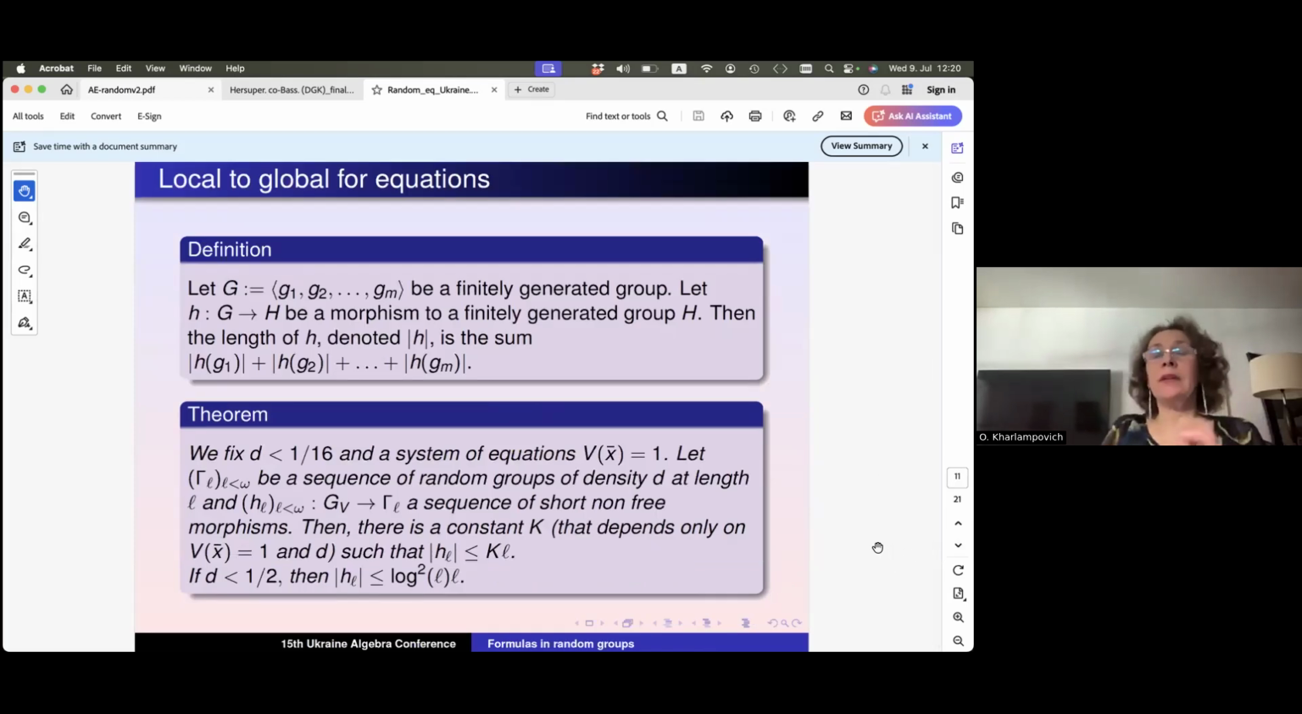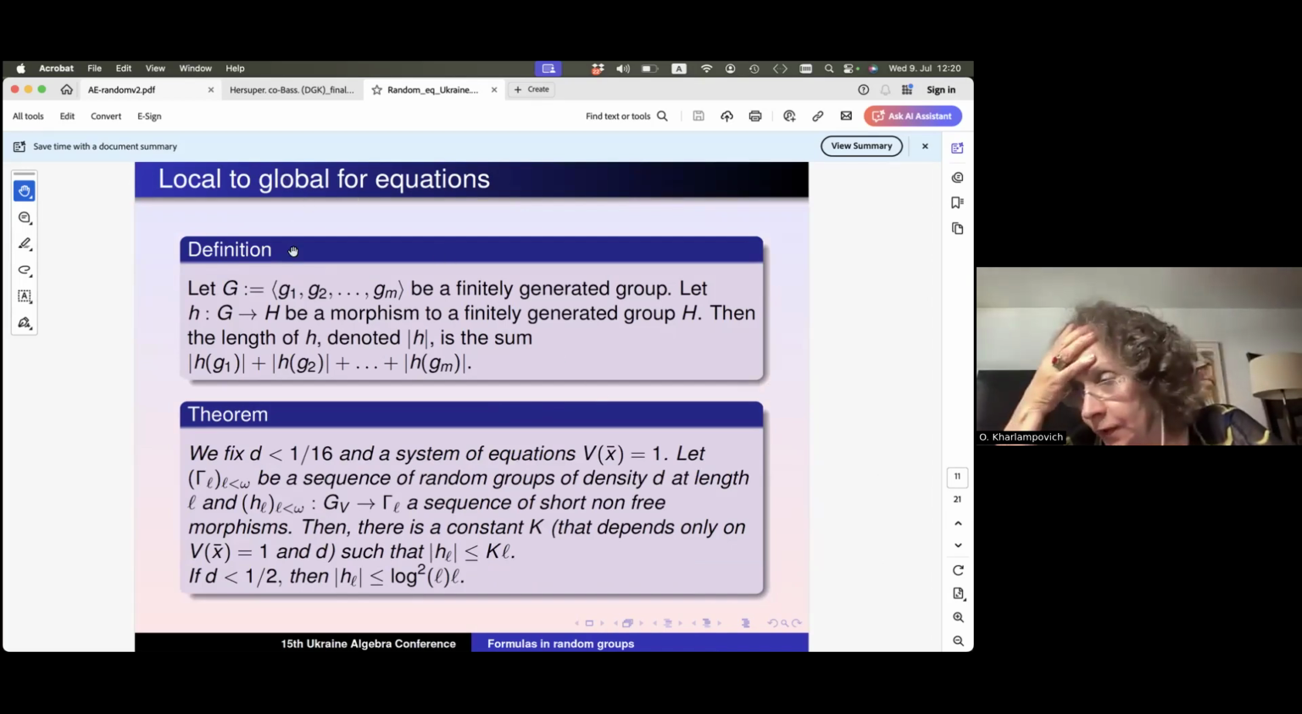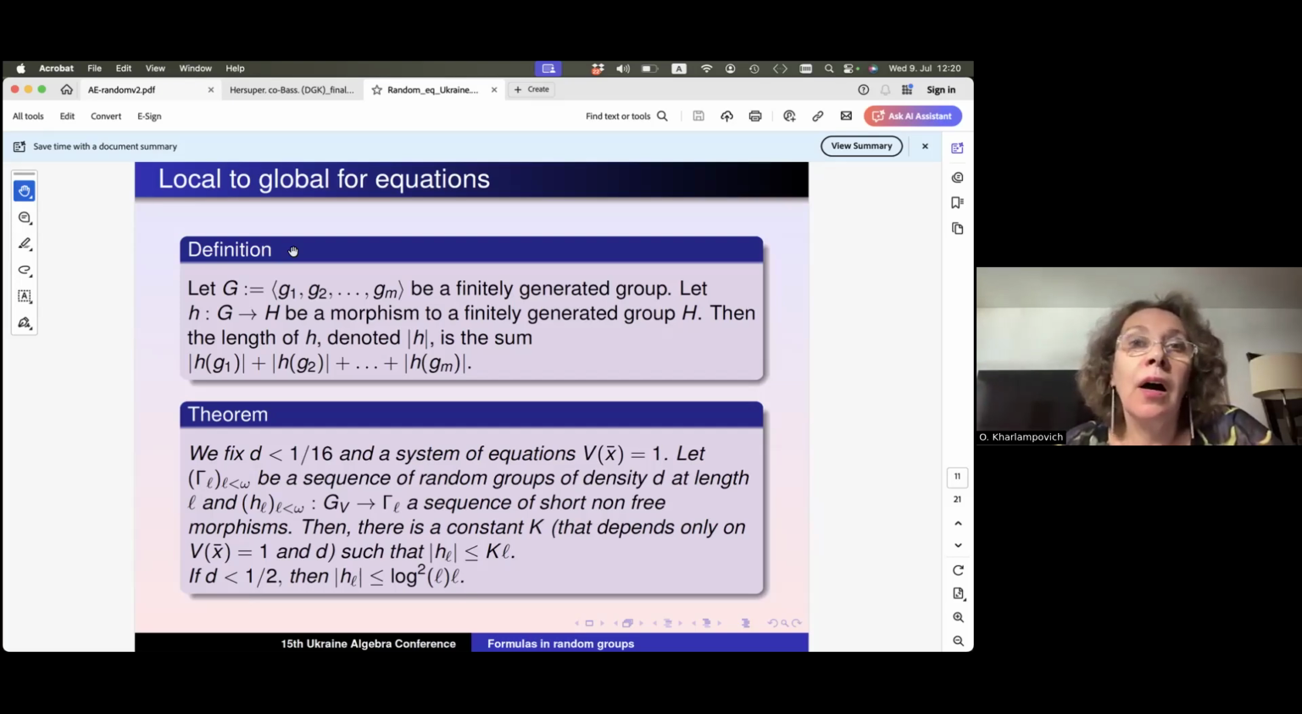Now, how do we do local to global? We want to do the same: we want to bound the number of cells in the diagram which we have to consider. And why do we have to consider diagrams?